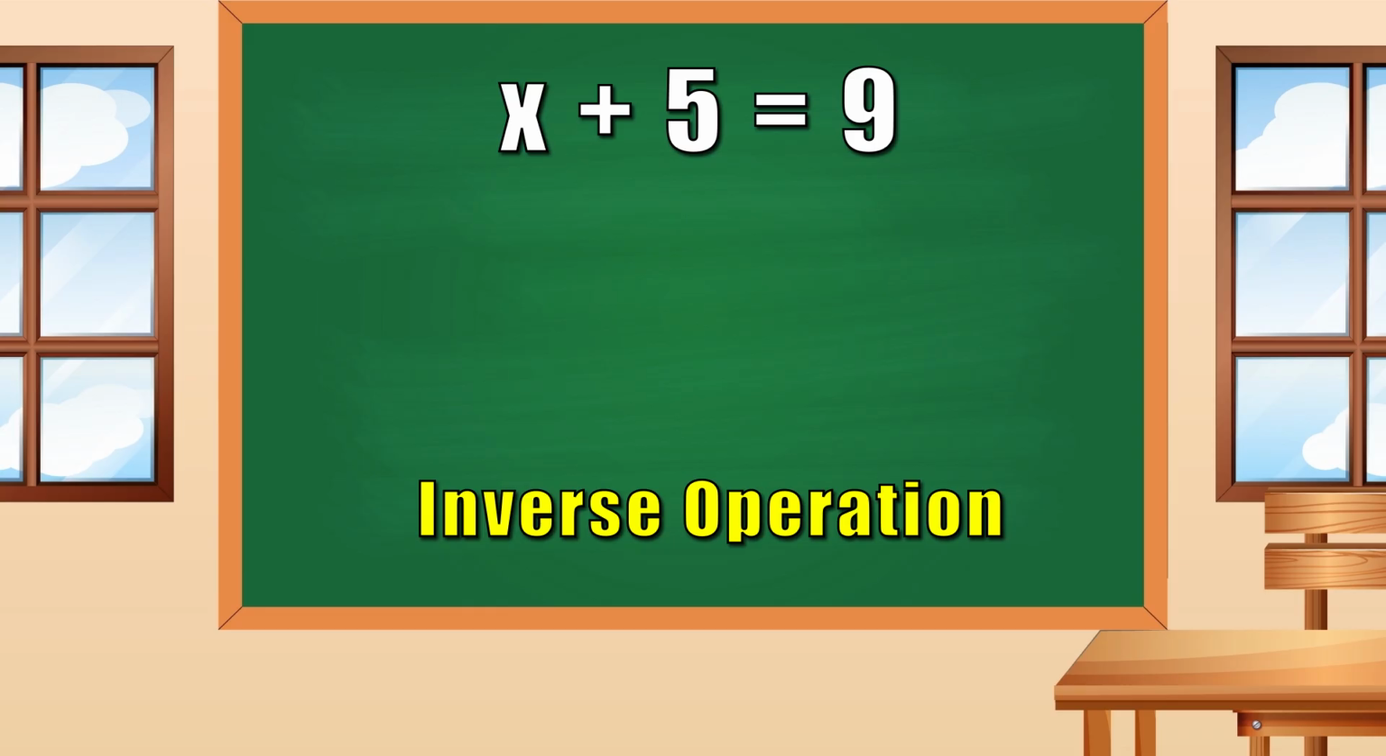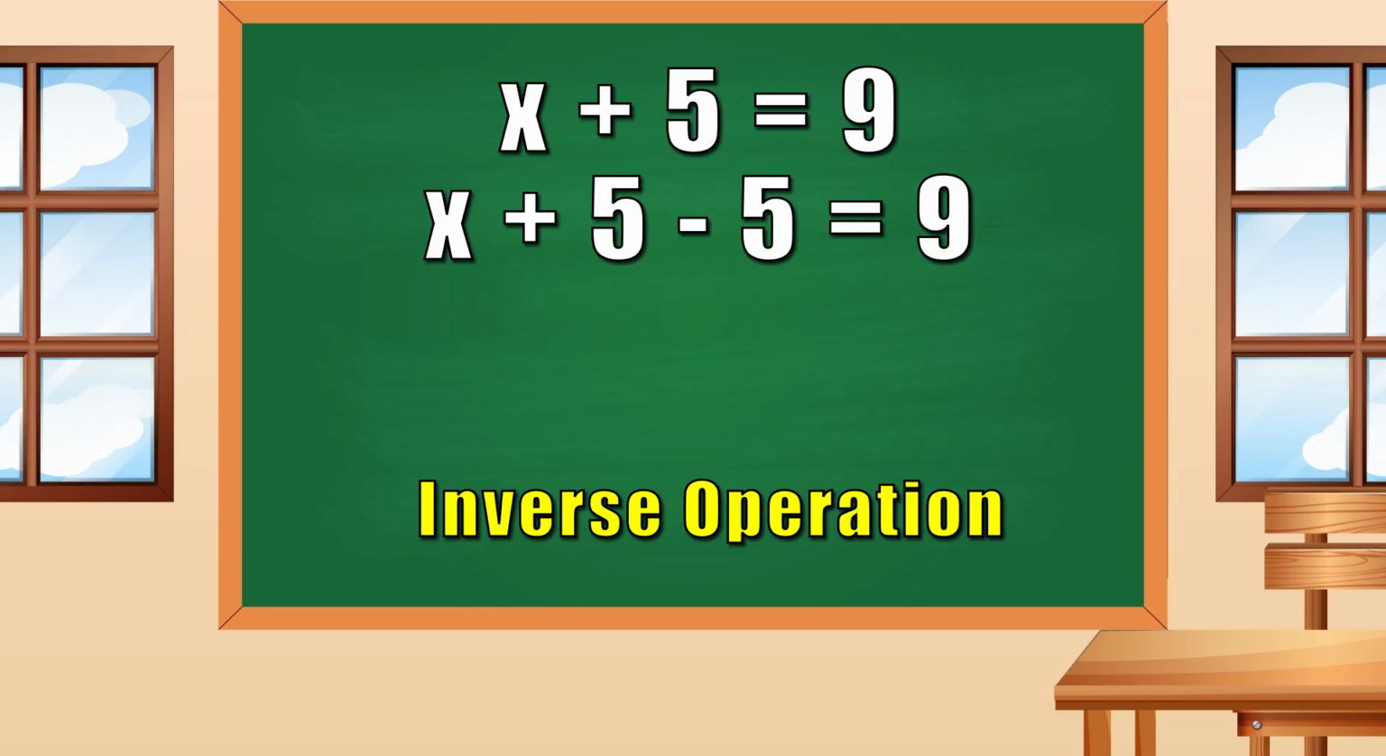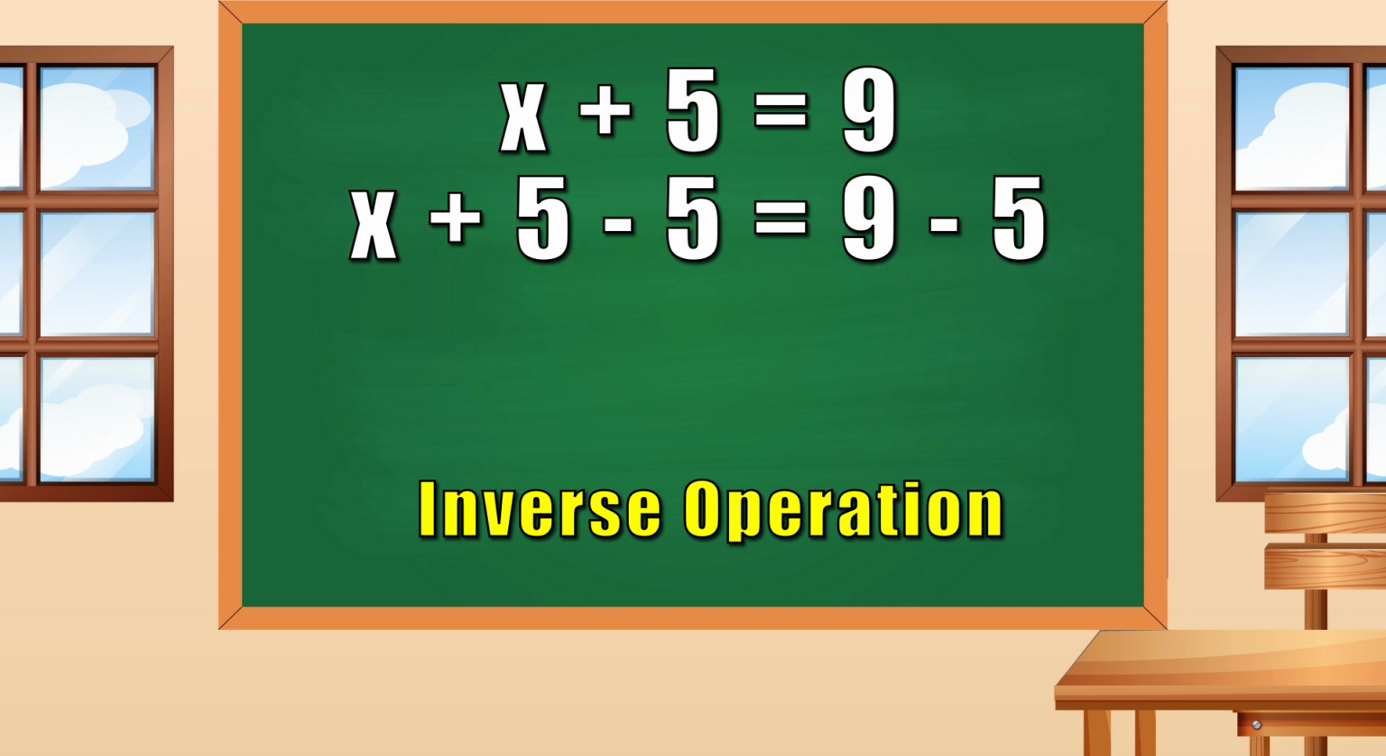So let's do this step by step. x plus 5 minus 5 is equal to 9 minus 5. 5 minus 5, of course, is 0. So the left side will become just x. On the other side, 9 minus 5 is equal to 4. So our answer is x is equal to 4.